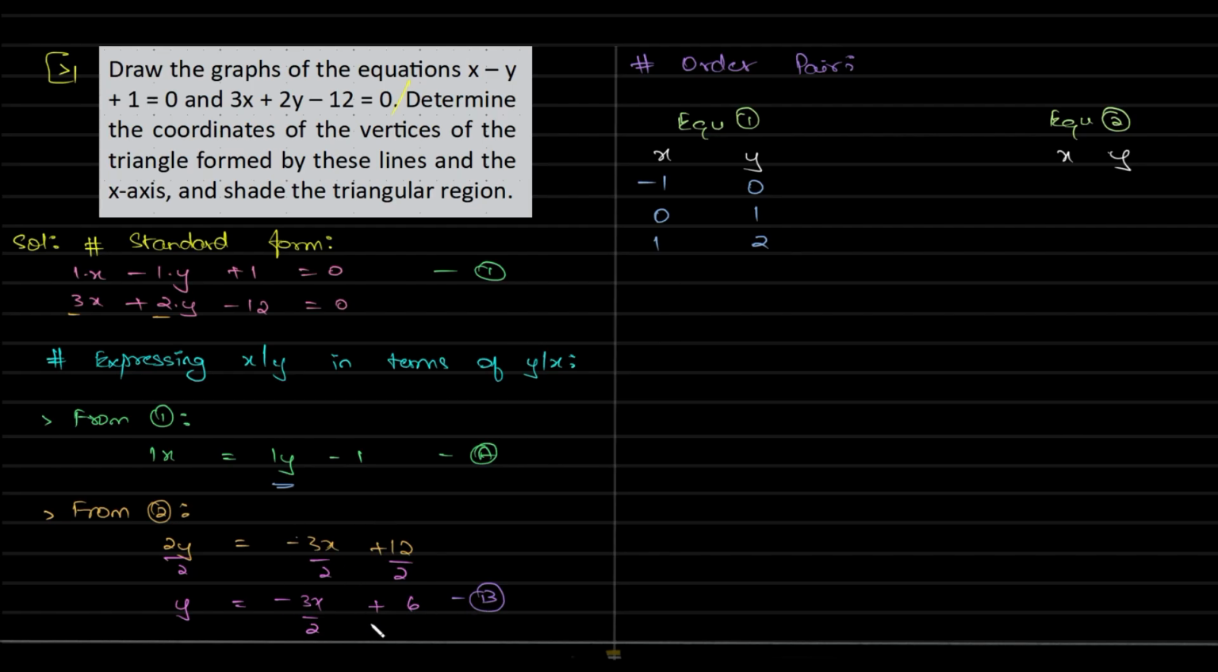Then from equation 2, we have x on the right hand side, so we'll substitute for x. If x is 0, y is 6. If x is 2, y is 3. And if x is 4, y will be 0. For people who are confused about the calculation part I just did, this is for you.